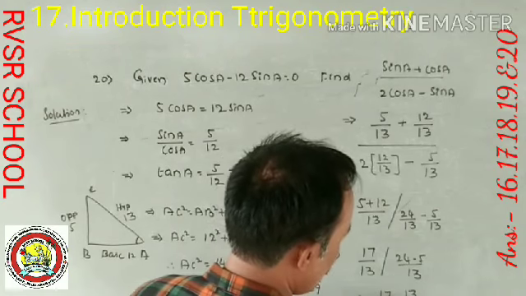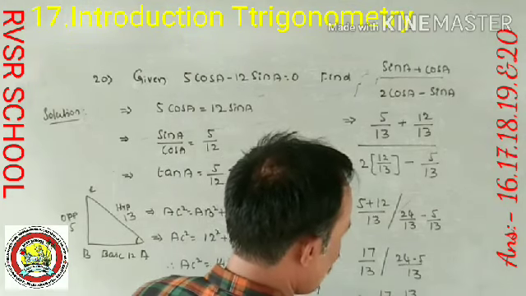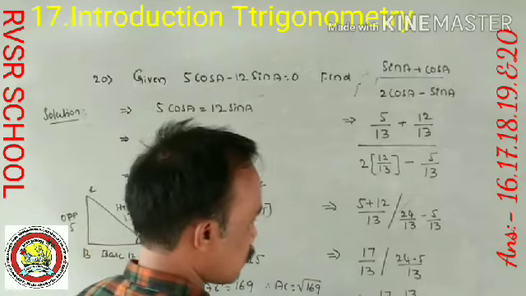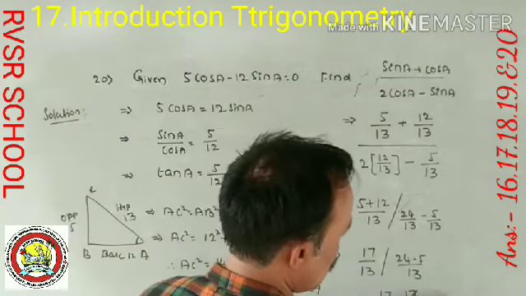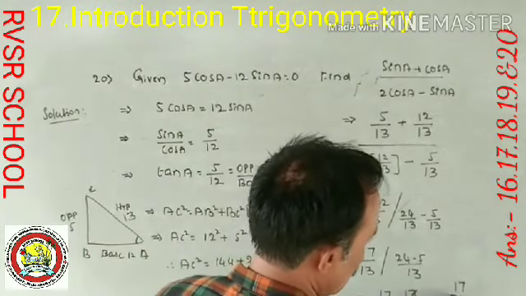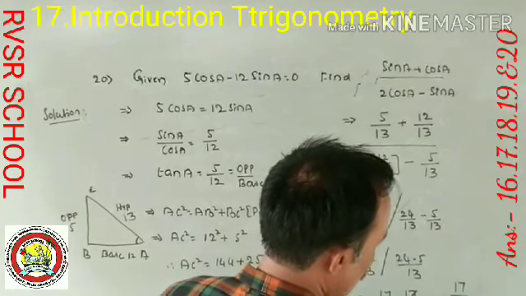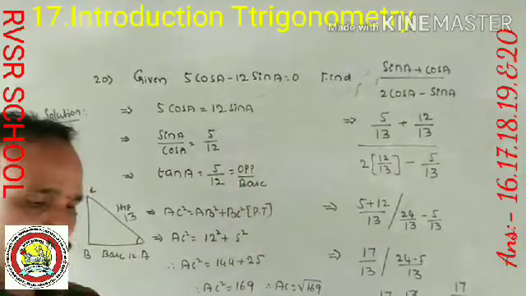Make it reverse, 13 by difference 19. So 13 gets cancelled. The final answer is 17 by 19.